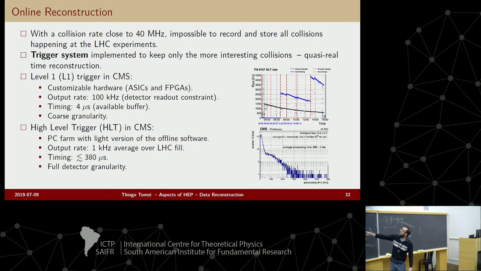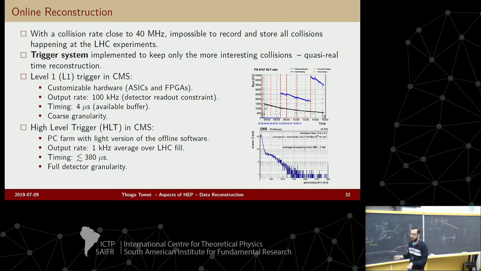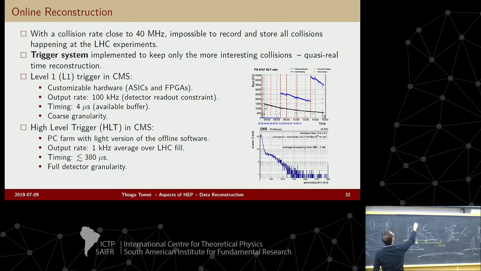And then you have the high-level trigger, which is software. It runs on a cluster. It runs the same software that we have offline. And it has to output at most 1 kilohertz over every time that LHC runs. And it has to do all its work in more or less 380 milliseconds. But this actually runs exactly the same thing that we run offline, but tuned to do it faster with less precision. And here you see the HLT rate during an LHC fill.